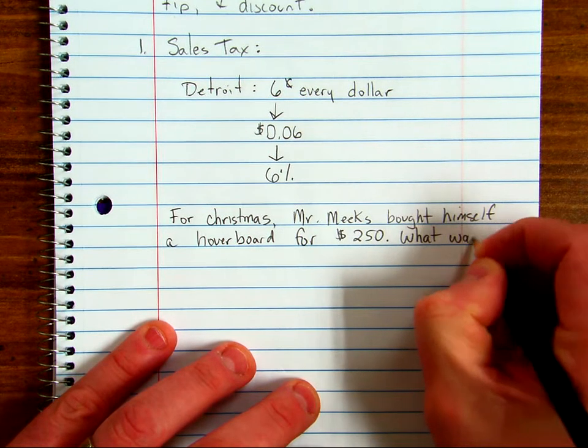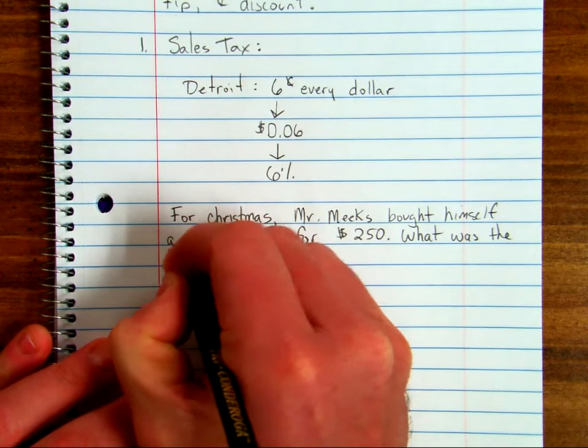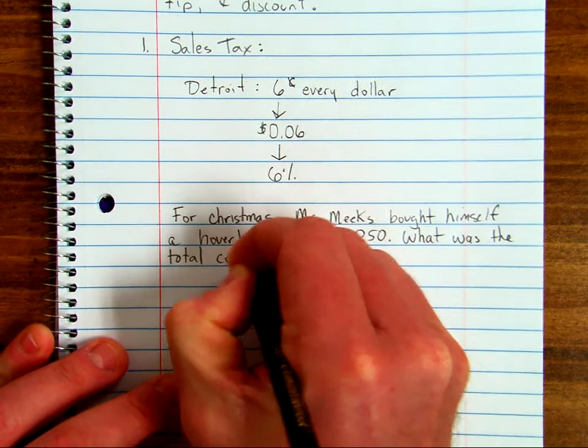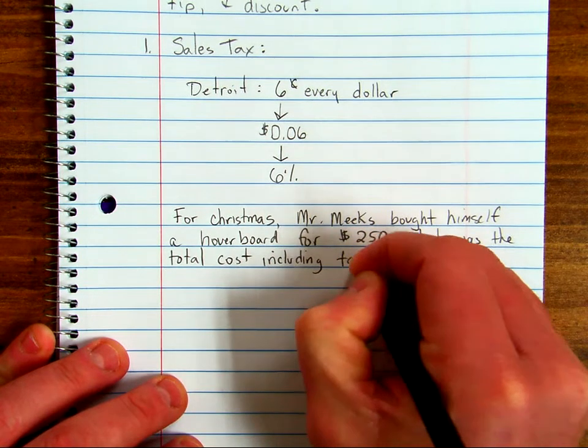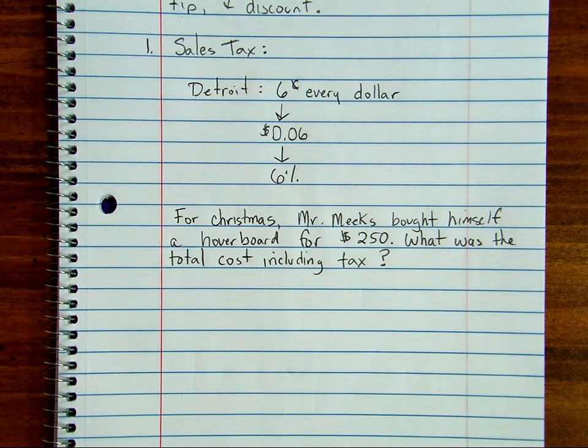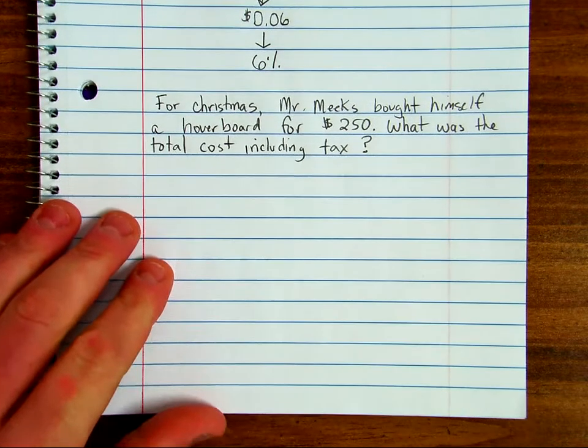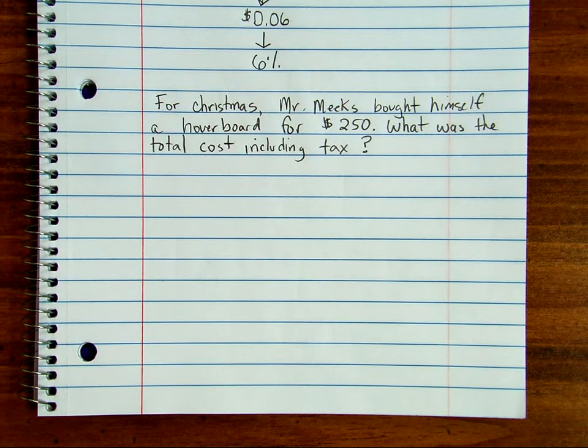What was the total cost, including tax? Because obviously, if I buy a hoverboard for $250, because that's what it said on the shelf, actually that's what it said on Amazon, am I really going to pay $250? No. I have to pay an additional amount.